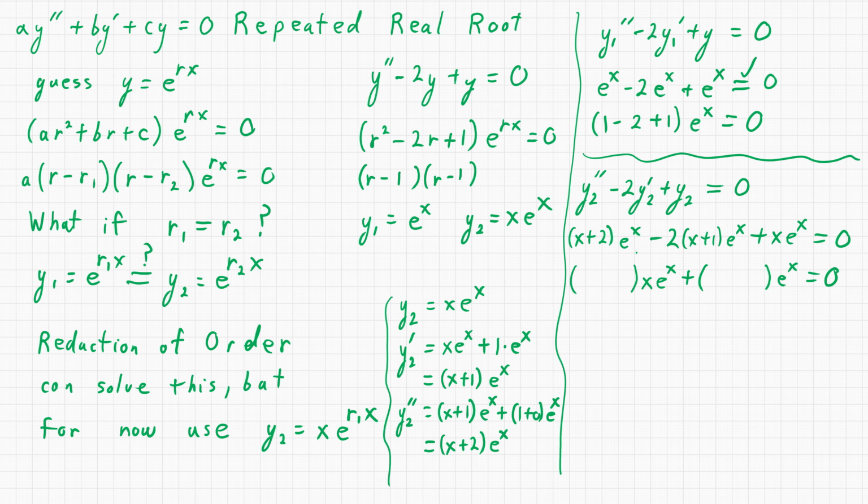So here I have e to the x times x, so I have 1, and then I have minus 2x e to the x, so minus 2, and then I have a plus x e to the x, so plus 1. And then for just the e to the x terms, I have 2 times e to the x, then a minus 2 times e to the x from here, and there are no e to the x terms all by themselves over here, so it's just plus 0. And yeah, that does work out.